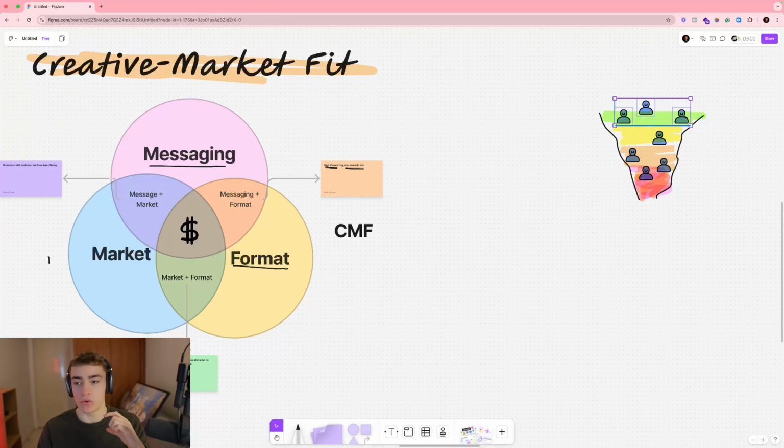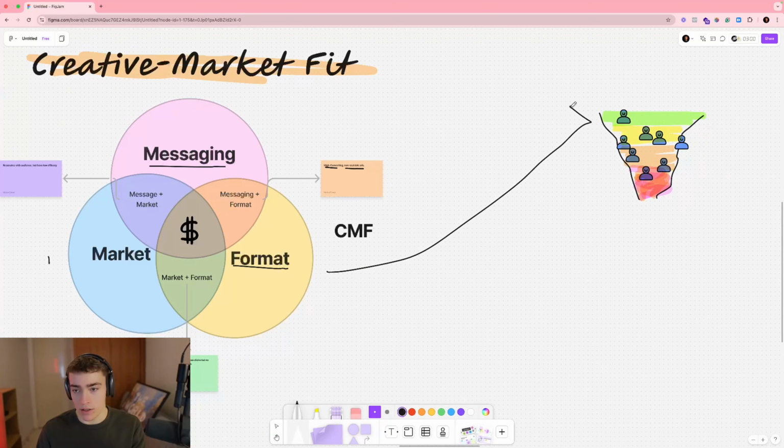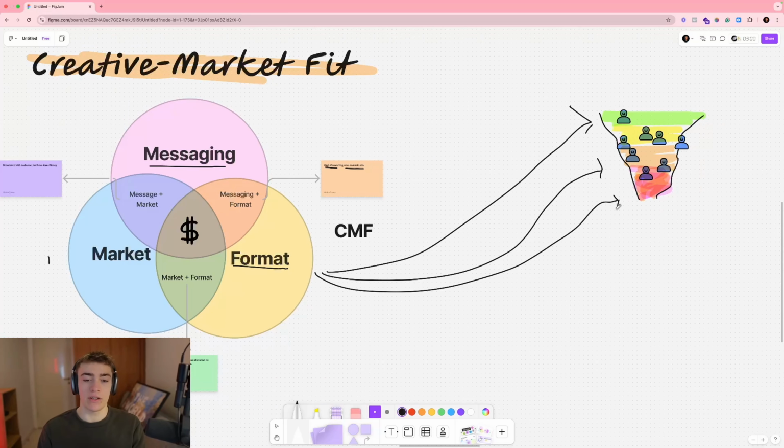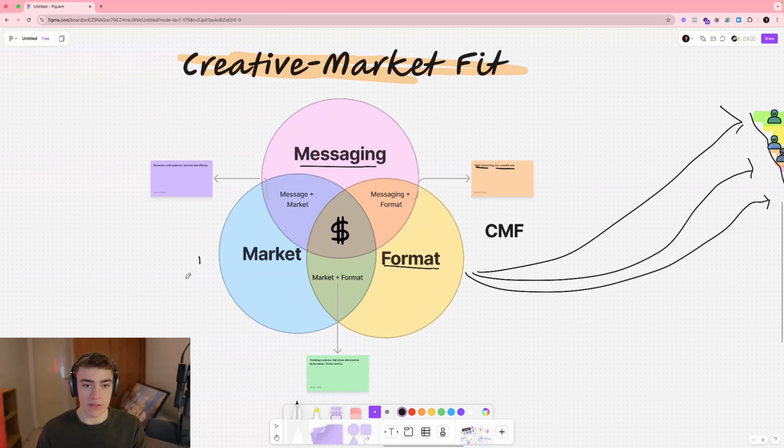You'll be able to create the sales argument, which appeals to a large portion of your total TAM, in formats that are actually working for those specific types of people. Just to elaborate on that, you could have different formats that might convert people up here, different formats that might convert people here, and different formats that might re-engage people down here. It really comes down to all of these three different things at once: your messaging, your market, and your format.